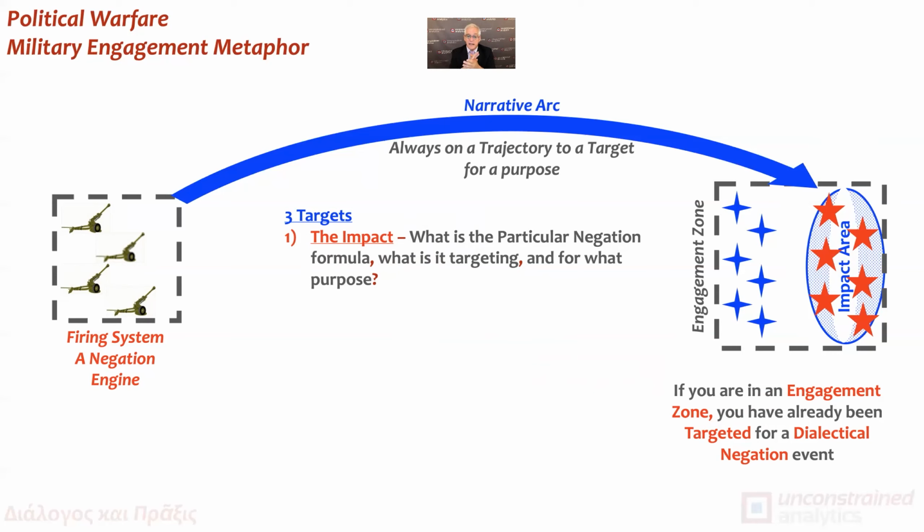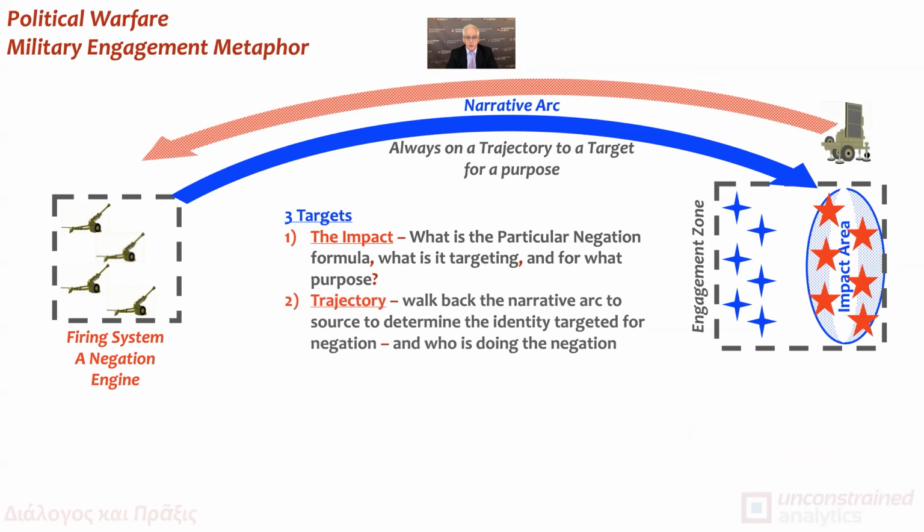So three targets. The impact. What is the particular negation formula? What is it targeting and for what purpose? You're receiving fire. You're supposed to instantly understand you're being fixed because somebody's got a long range fire on you. There is a narrative arc coming and it has a target. And you need to instantly understand what you're seeing that way. Understanding what's before you is about holding you down and keeping your eyes low.